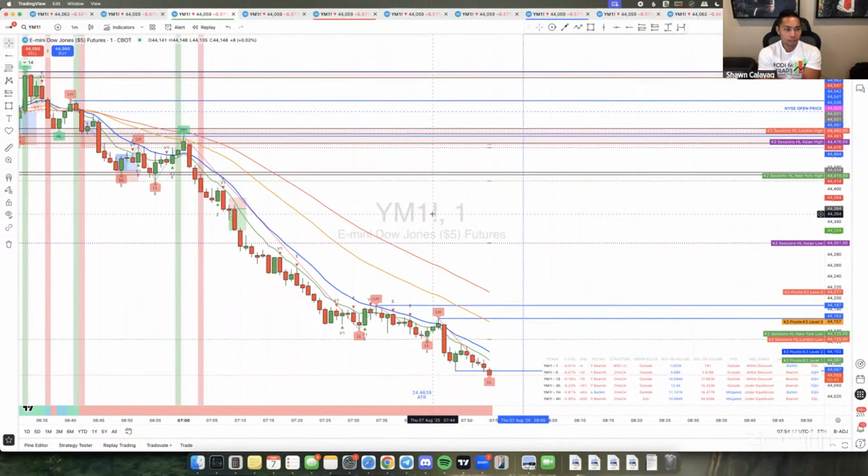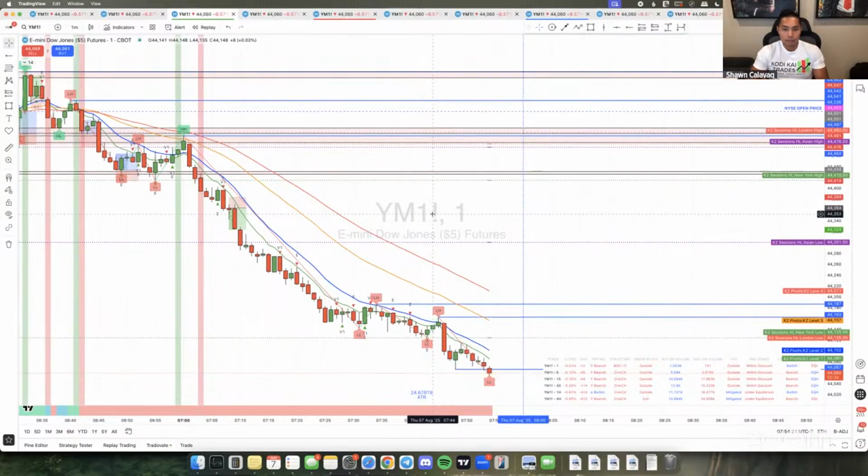Let's see. So we got price dropping lower at this point. It is at a lower low, but this lower low was not established because there was no new high. So there's not going to be a high-low break and retest here.